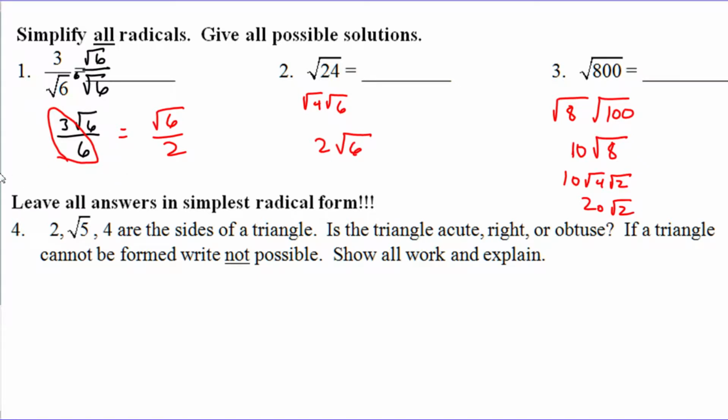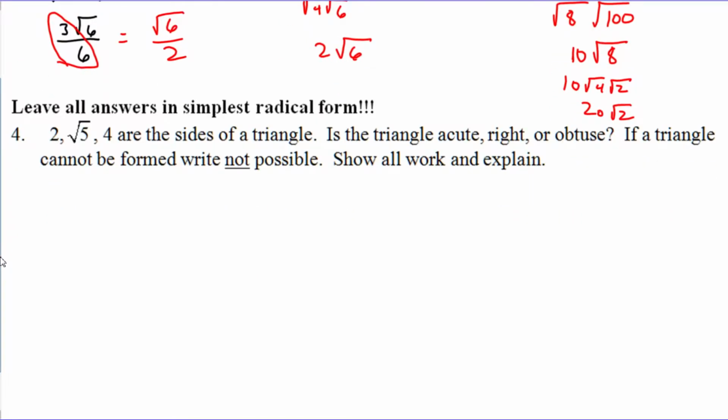Okay, problem number 4. Let's move into actually doing some right triangle trig. So they're giving us 3 sides, 2, the square root of 5, and 4, and they're asking us if the triangle is acute, right, or obtuse. Okay, and it's possible that we might say, you know what, it's actually none of those 3 because it's not a triangle at all. So let's just remind ourselves about that first.